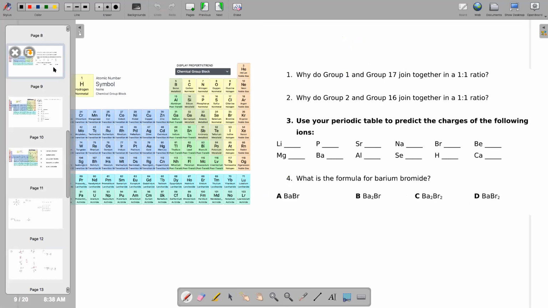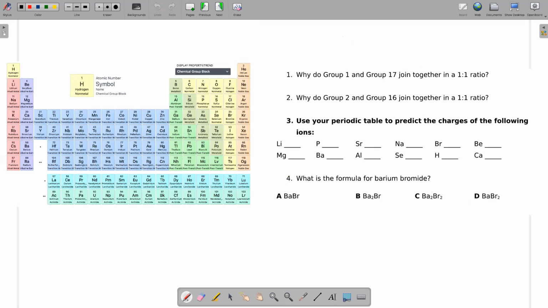All right, so I have those questions on here with a periodic table, so we can see the questions and the periodic table together. I know the table's a little bit small, but at least I can point out where the elements are. So number 1 says, why did group 1 and group 17 join together in a 1-to-1 ratio? Well, group 1 is right here, and group 1 has a charge of 1+. Group 17, that's right here, and they have a charge of 1-. So everything in group 1 has a charge of 1+. Everything in group 17 has a charge of 1-.